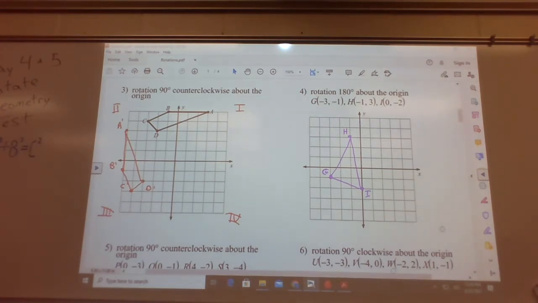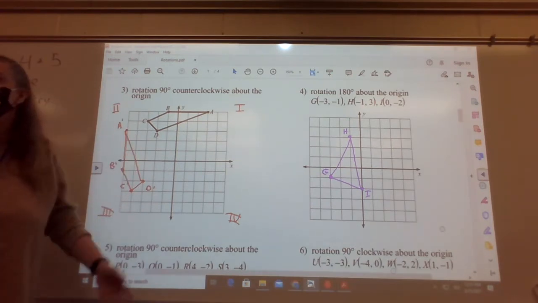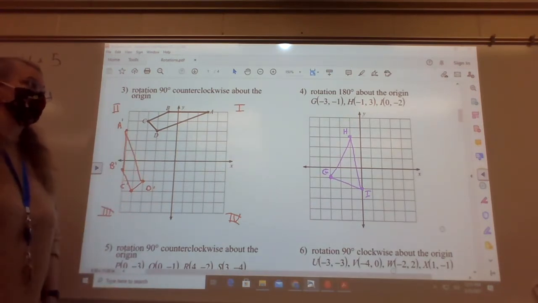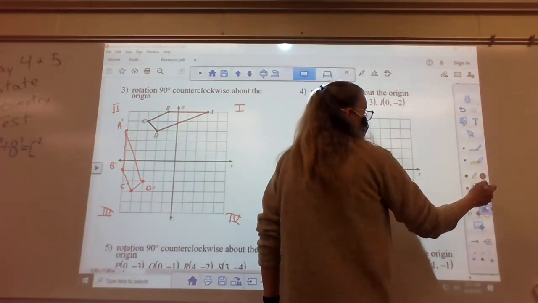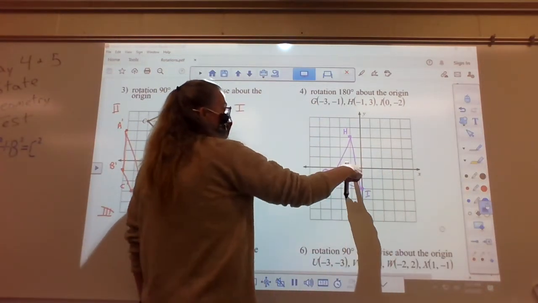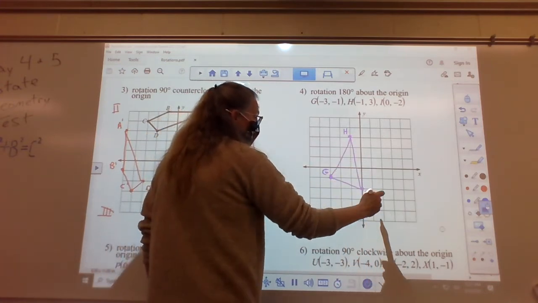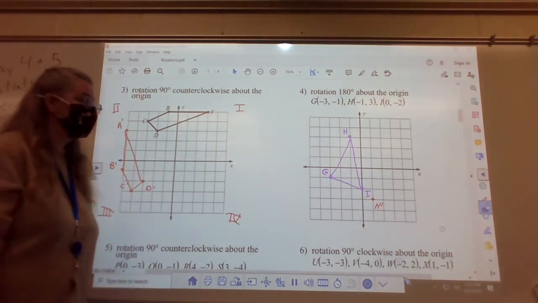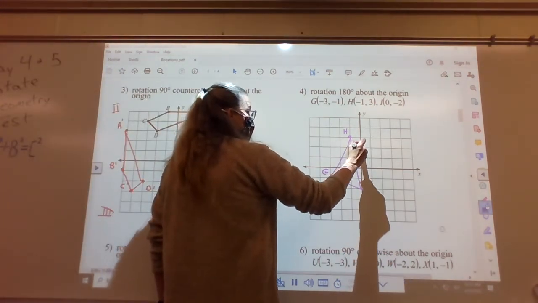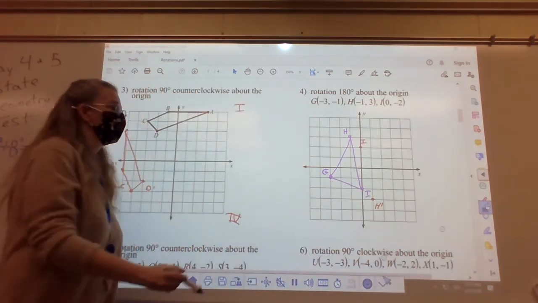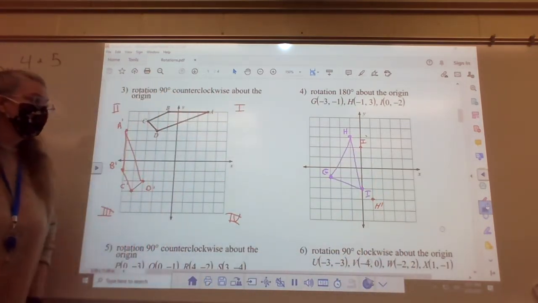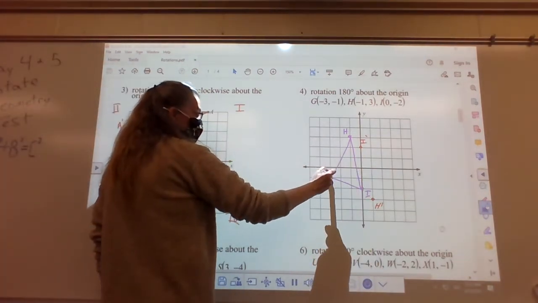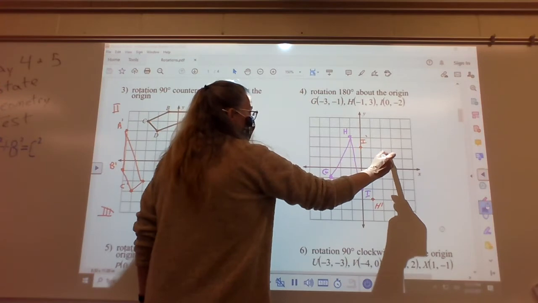Now it's a 180. It just means completely the opposite direction. If I were to go through the coordinates, I could just rewrite all the coordinates with opposite signs. So like H was left and up, so I'm going to go right and down. So that's H. I was just down, so I'm going to go just up. G was left and down, so I'm going to go right and up. There's my G.